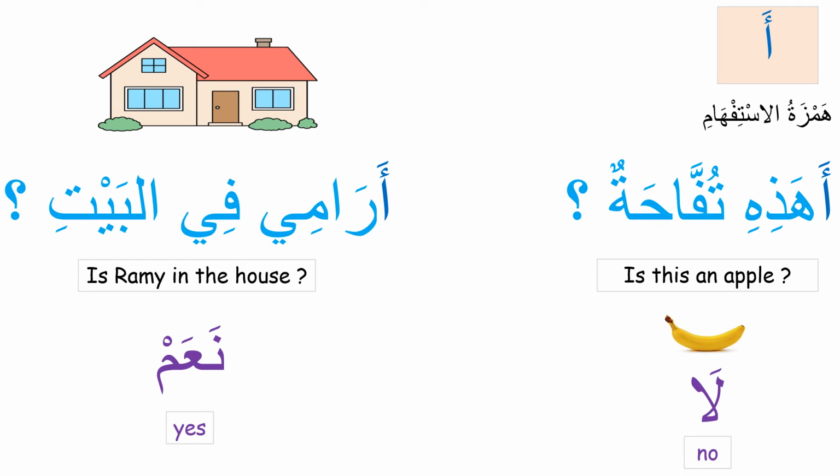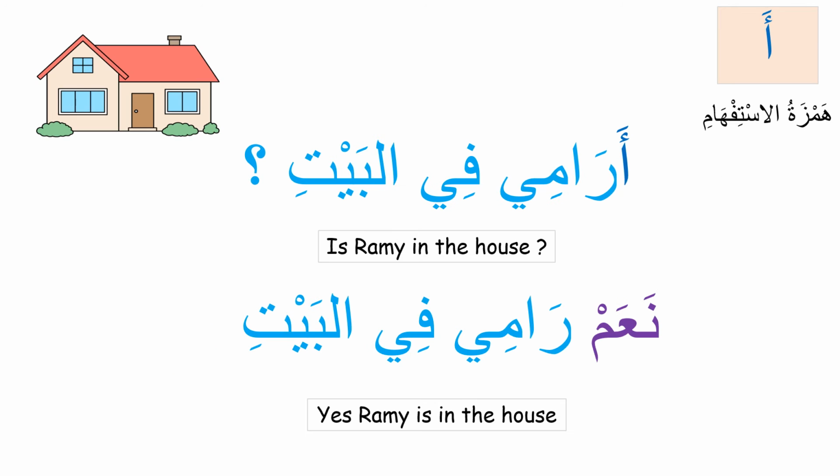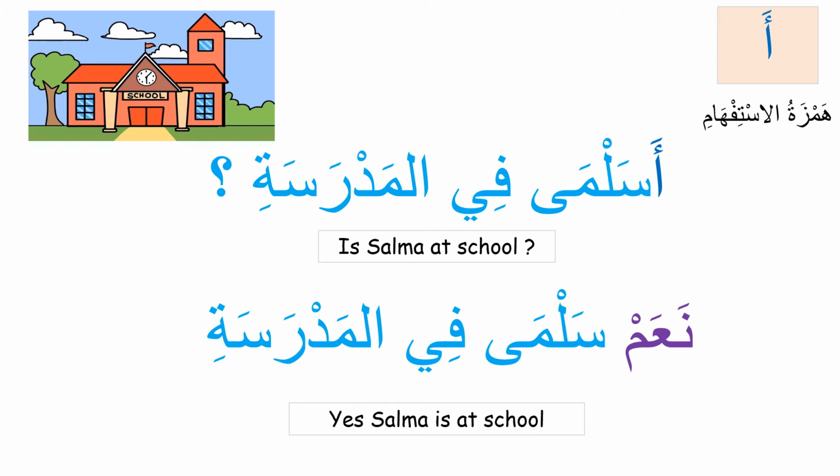As you can see, we've only answered using نعم and لا, making the answer as brief as it gets. However, if we want to go the extra mile for the positive answer, we can say نعم رامي في البيت. Think about it as replacing Hamzatul Istifham with نعم and keeping the rest of the sentence as is. Be careful though, نعم is a standalone particle, not a prefix, so make sure to leave a gap. And here comes another example with the full positive answer just to make sure you've got it right. أسلمى في المدرسة؟ نعم سلمى في المدرسة. As simple as it gets.